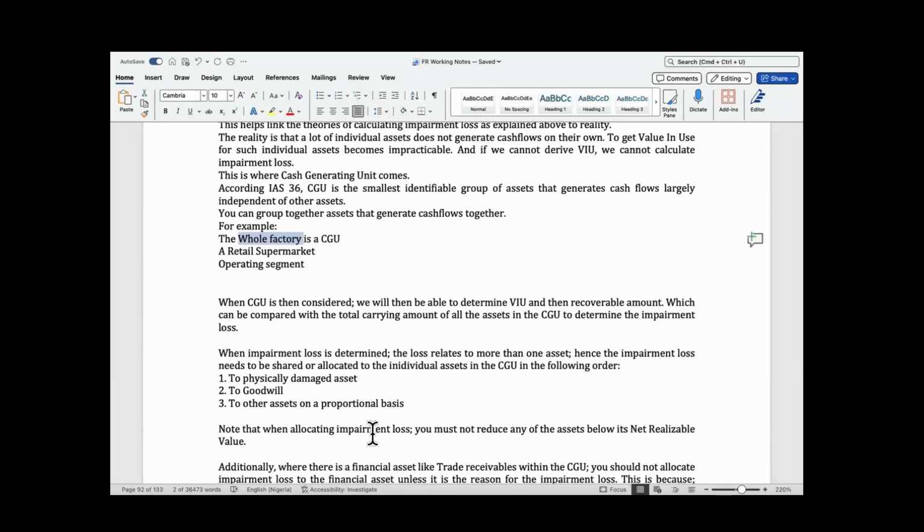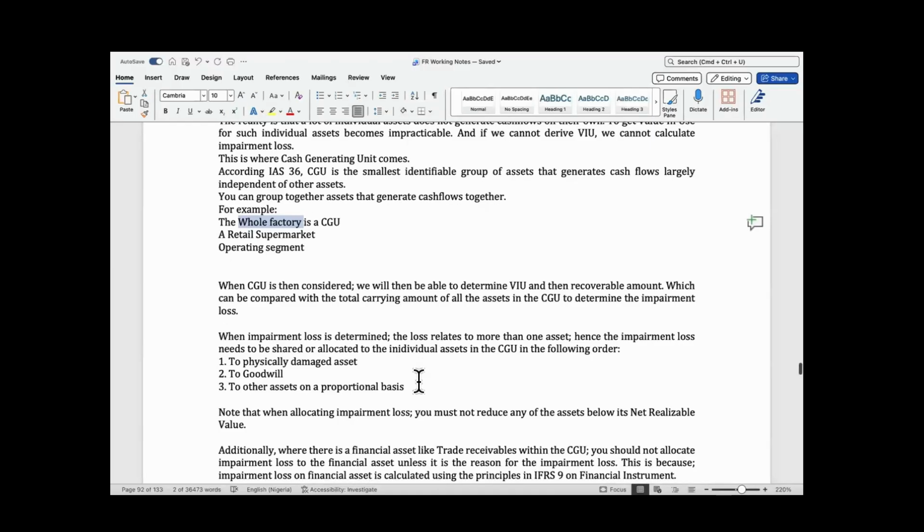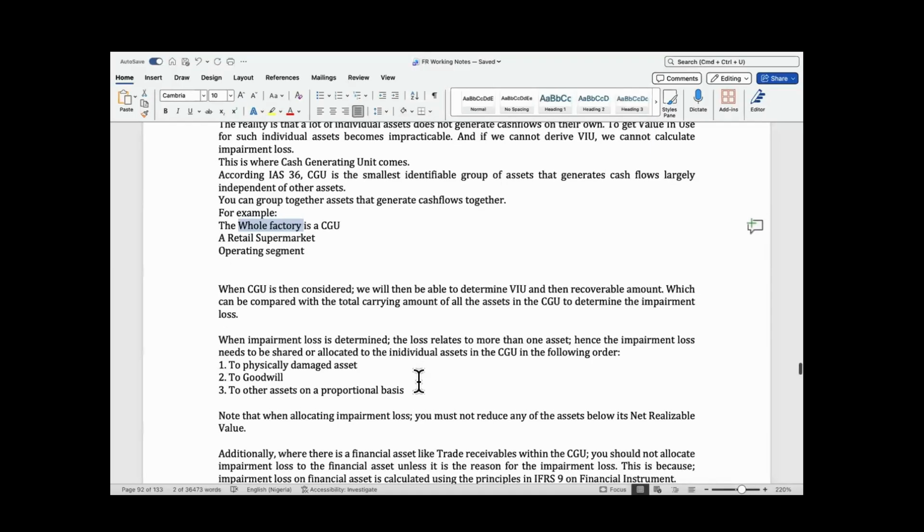Now, when we determine the impairment loss, considering the fact that we have put together a lot of assets to make up this CGU, there is more than one asset there. Then how do we treat this impairment loss? We need to share it or allocate it to the individual assets in the CGU.